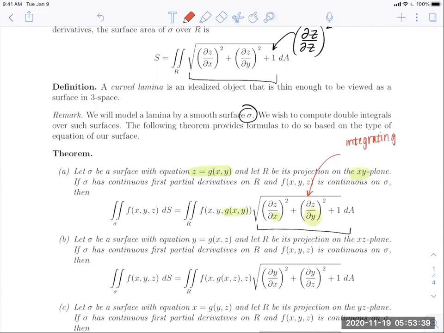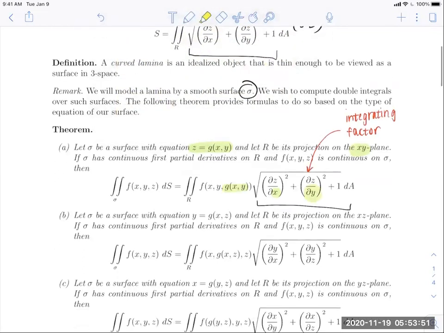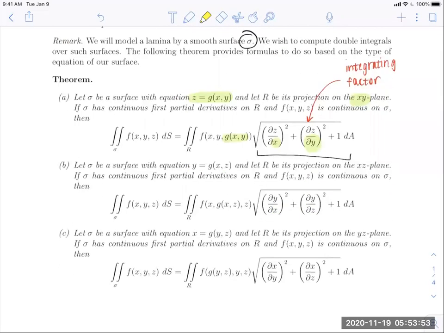And oftentimes I like to solve for this integrating factor first, right out of the gates, before I even set up my double integral. All right, let's take a look at the other parts of this theorem. In part B, we're assuming y is solved for explicitly, and then we have a function g of x, z. In this case, we want to omit y, so we have our g function there. And then again, now look at these partials.